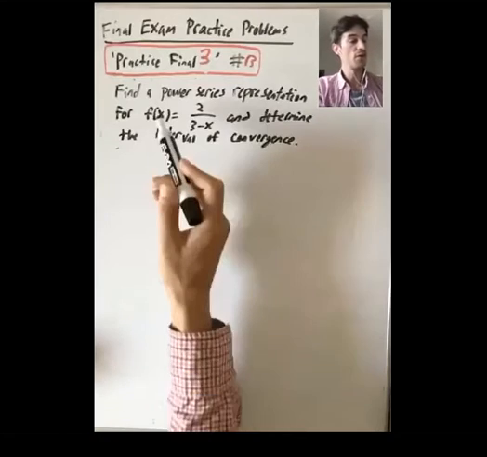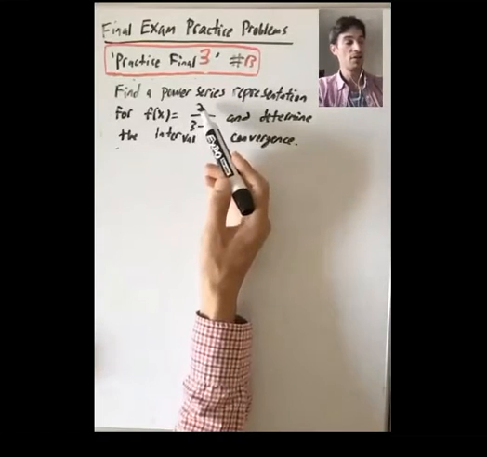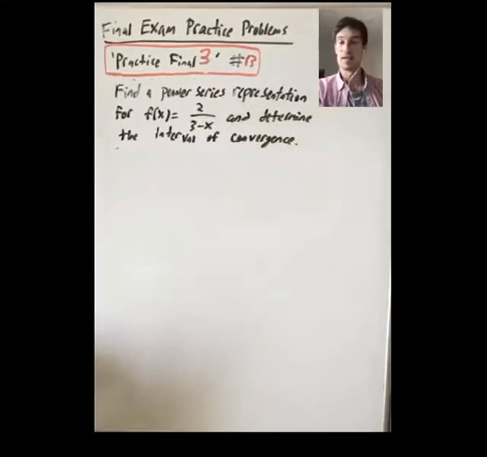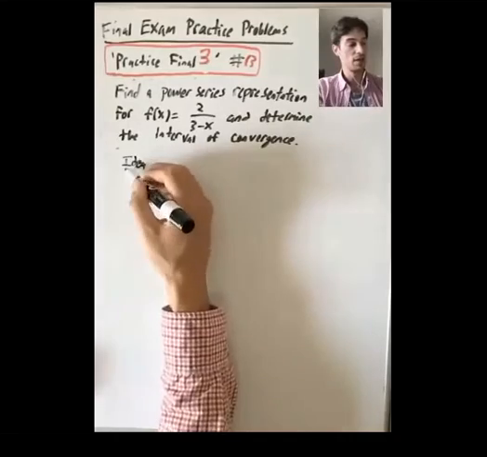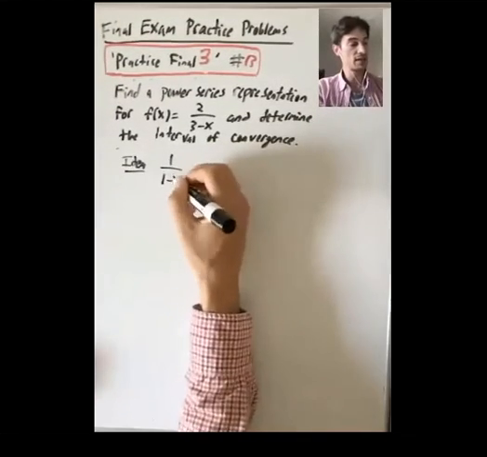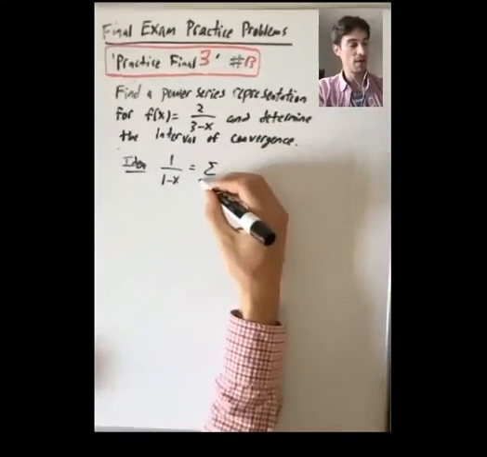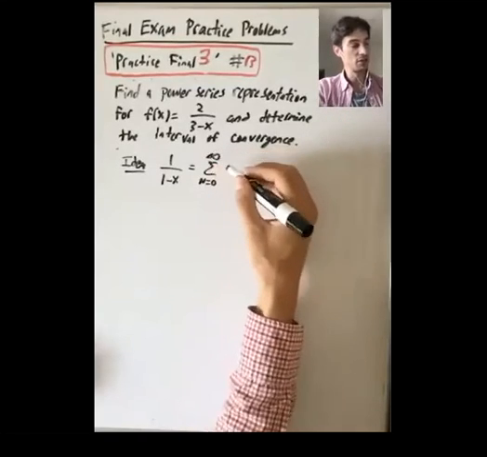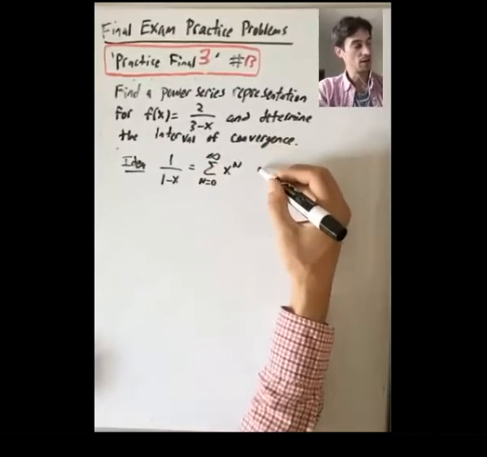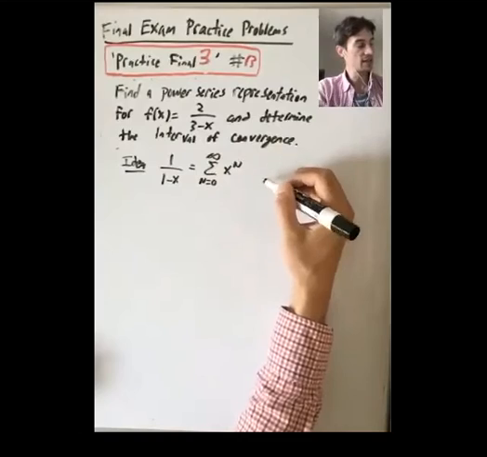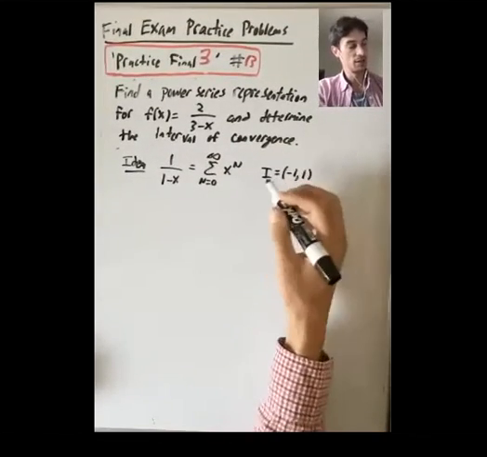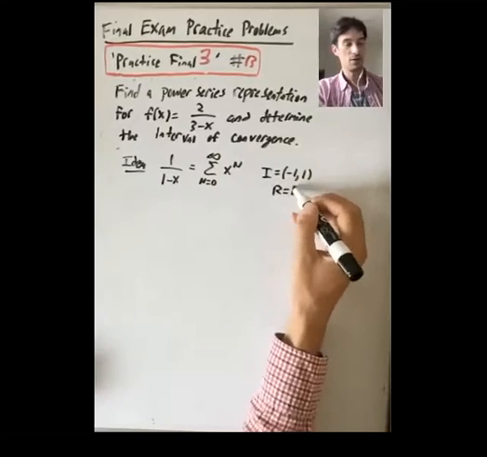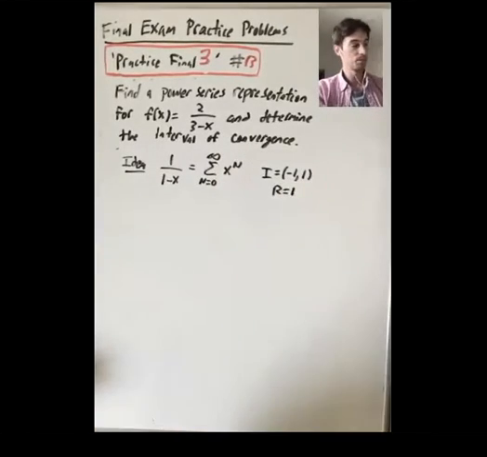So we want to find a power series representation for 2 over 3 minus x, and we want to determine the interval of convergence. The idea is that this is kind of close to 1 over 1 minus x, which is the power series we know best, the geometric series, where this converges exactly in the interval from -1 to 1. So it's a power series centered at 0, radius of convergence 1.